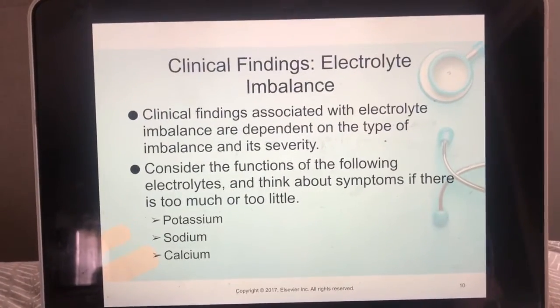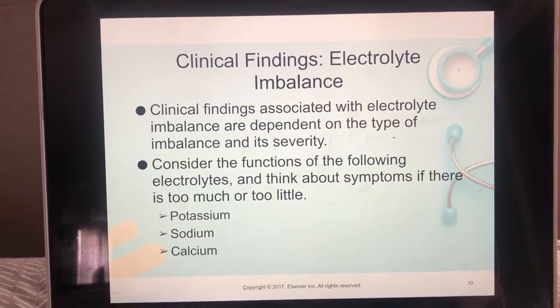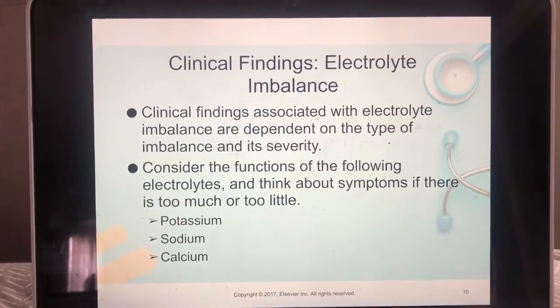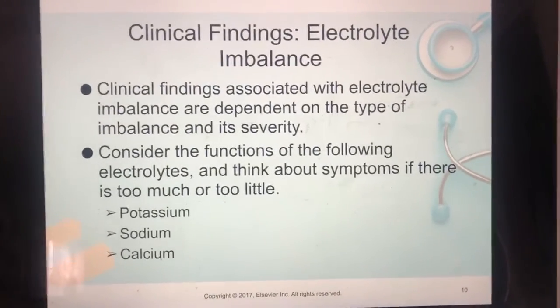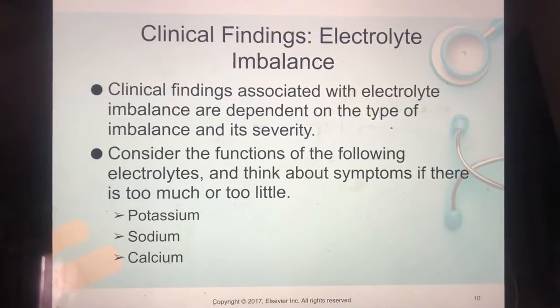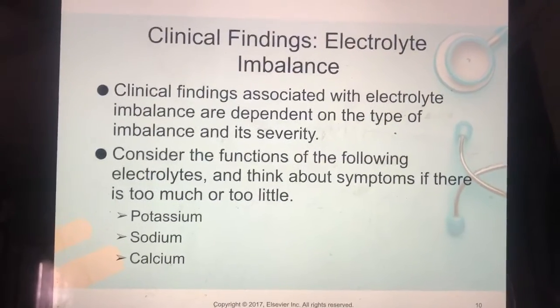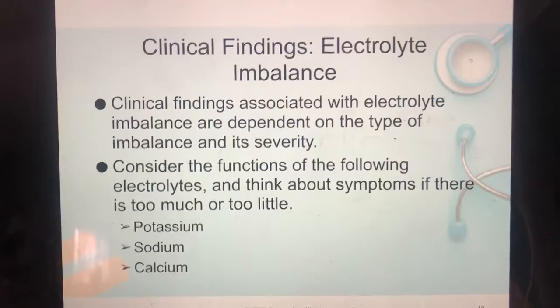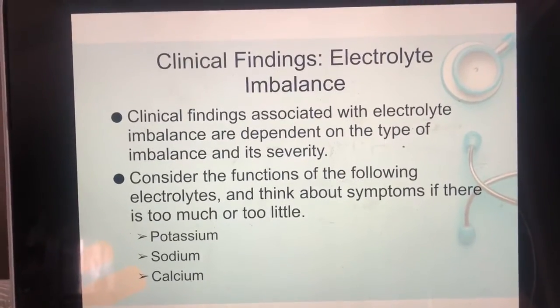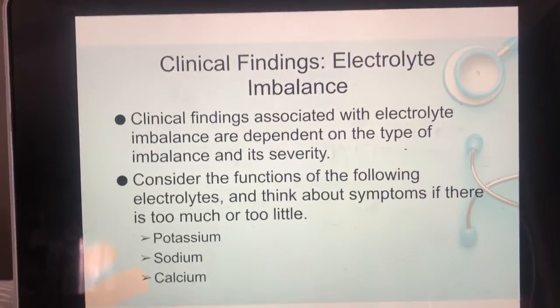And then also think about the functions of the following electrolytes and what the symptoms are if there's too much or too little. So we kind of talked about that. Potassium can really affect the heart. Sodium can lead to muscle weakness and twitching, coma if it's severe, and calcium will lead to those Chvostek, Trousseau's, facial twitching, those kinds of symptoms.